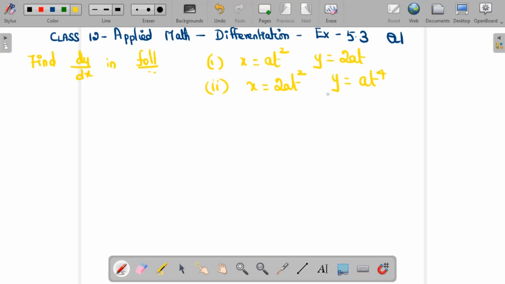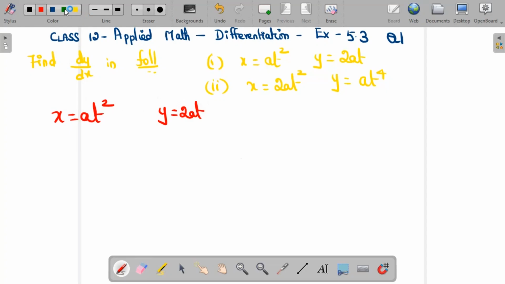In this video, we are going to see the solution for question 1 in exercise 5.3. Find dy by dx in the following. There are two subdivisions. In the first one, x is equal to at square and y is equal to 2at. So let's note it down. x is equal to at squared and y is equal to 2at.